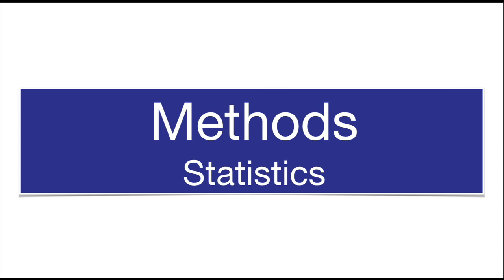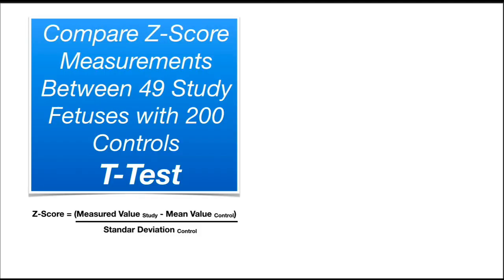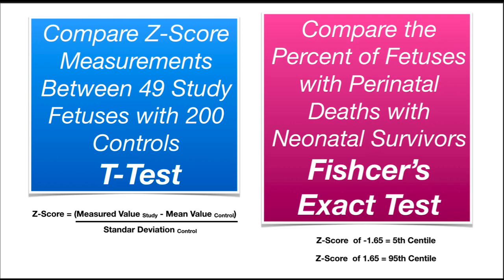Let's now review the statistics that were used in the study. There were two types of statistical analyses used in the study. First, z-score measurements between 200 control and 49 study subjects were compared using the t-test. The z-score is computed by obtaining the measured value of a cardiac measurement from the study fetus, then subtracting the expected mean value from a normal control group, and then dividing the value by the standard deviation from the control group. Second, the percent of fetuses with abnormal z-score values less than -1.65 or the 5th centile, or greater than 1.65 for the 95th centile, were determined and compared using the Fisher's exact test.